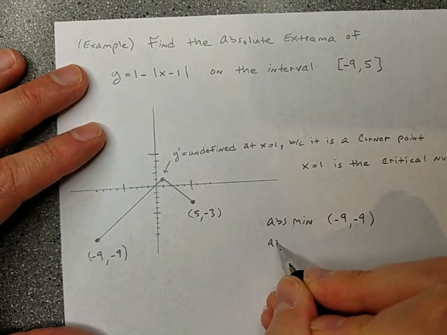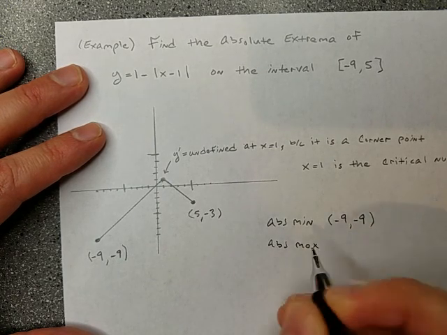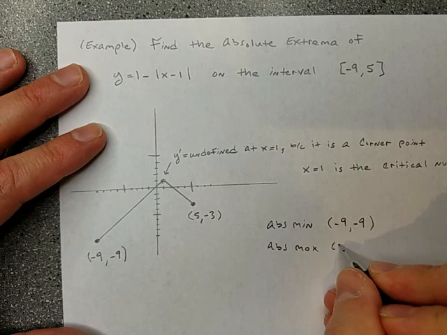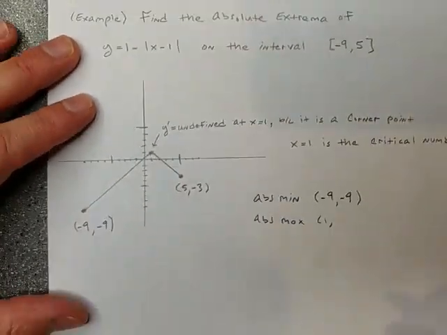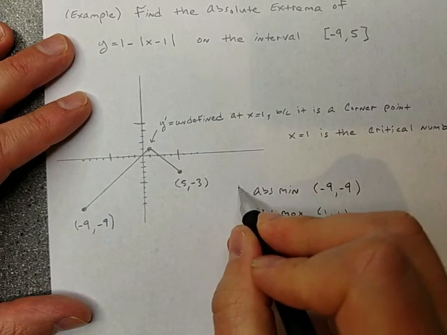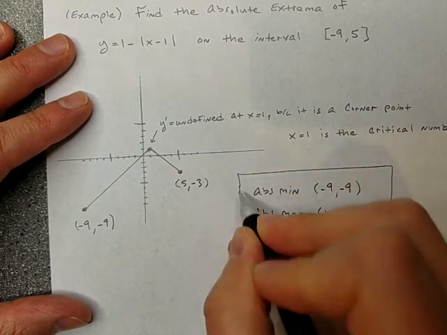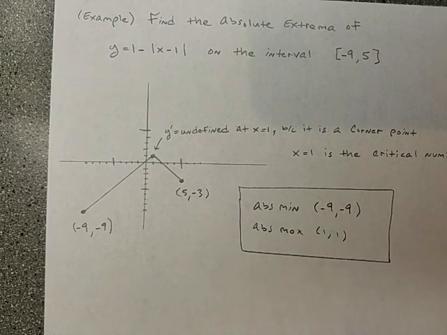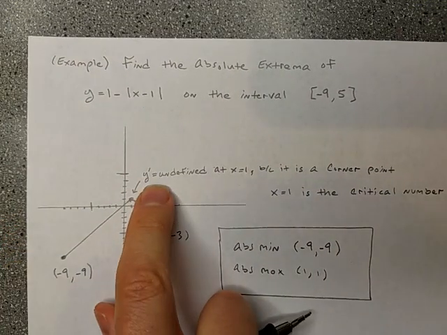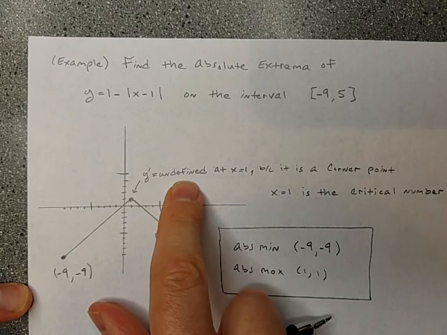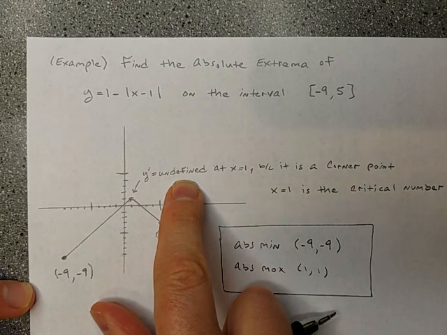And then the absolute maximum. That would be that one. 1 for x, and if you put 1 for x, you'll get 1 for y. Okay. So mainly I do that one to tell you about one way that the derivative can be undefined and what that means.